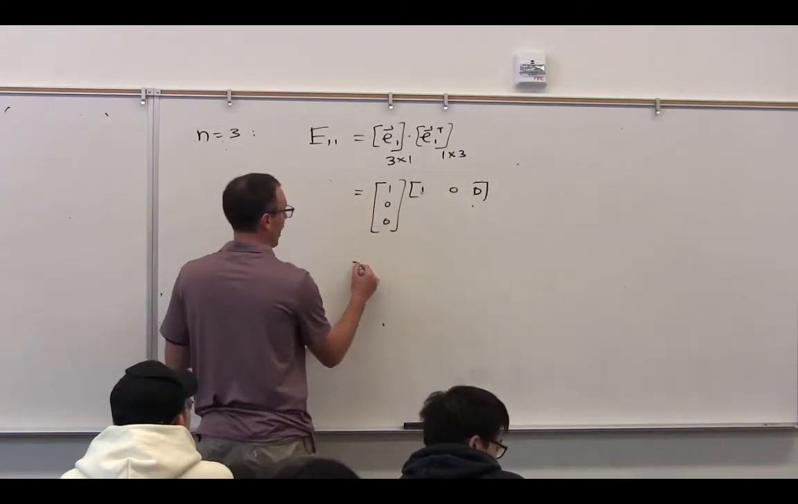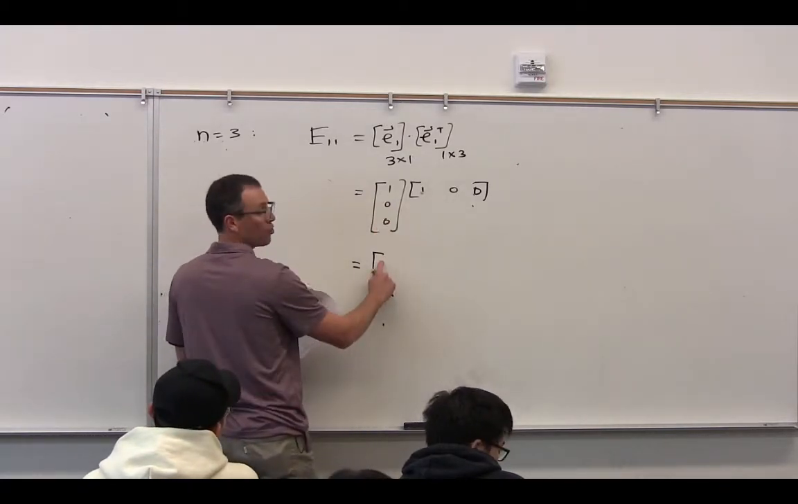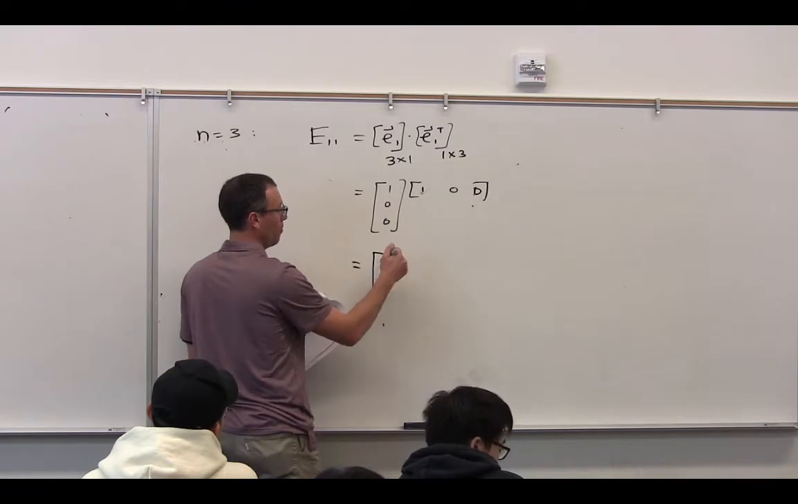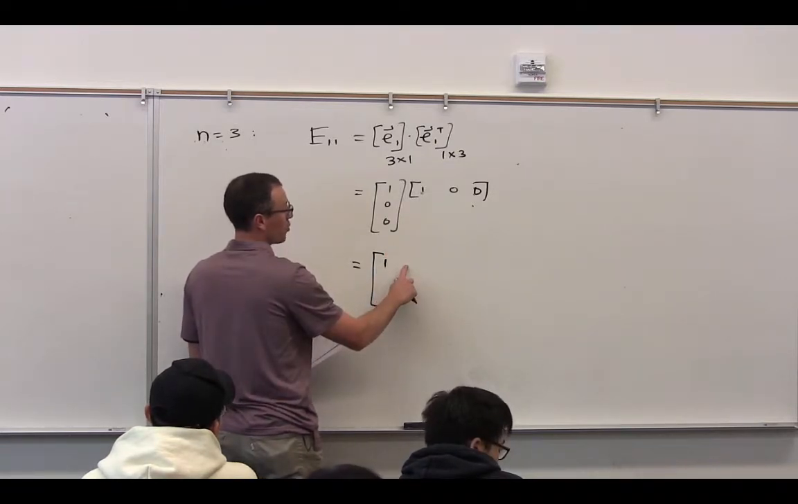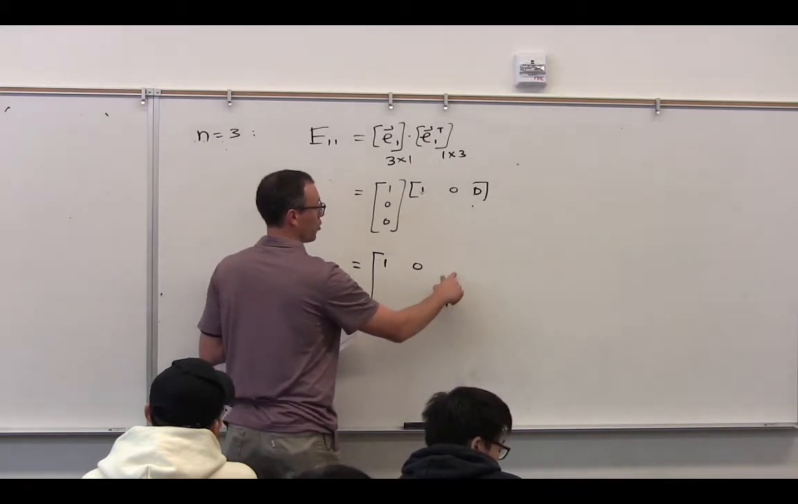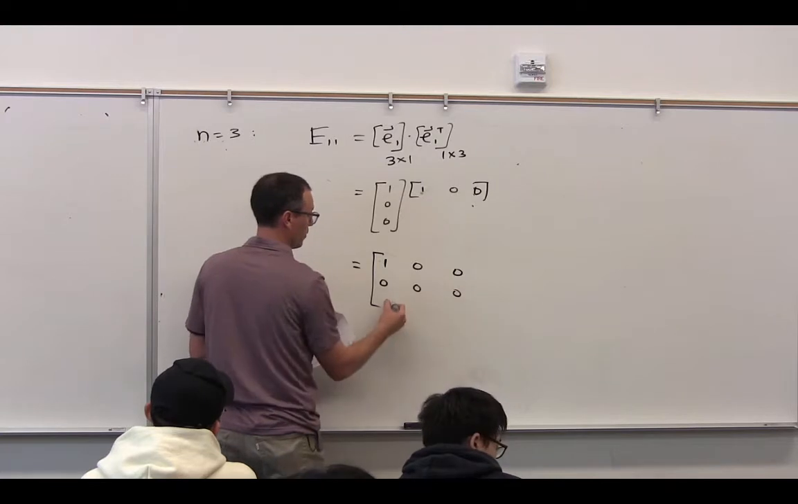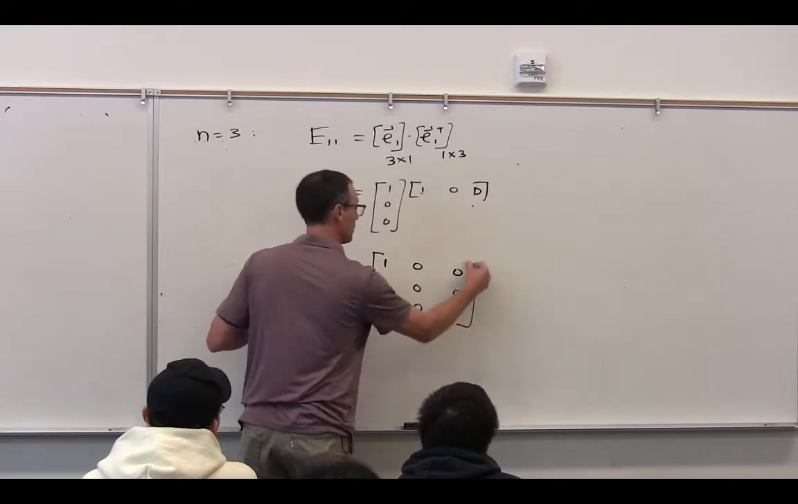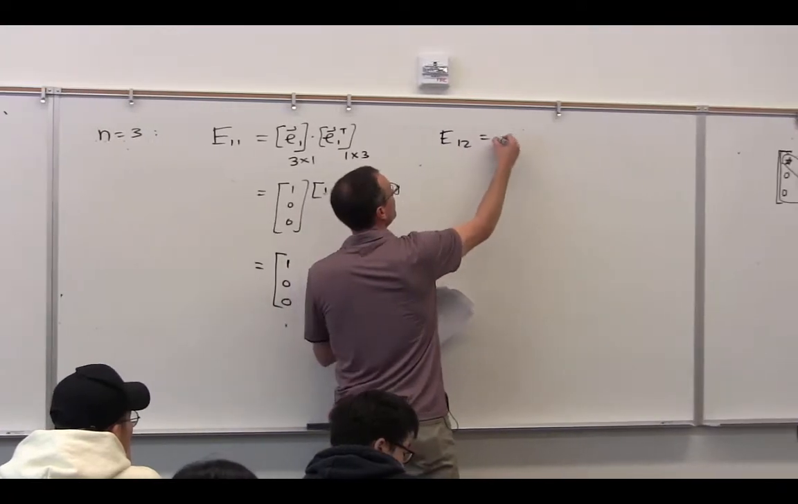Let's fill out what that matrix unit would be. First row, first column: 1 times 1 is 1. First row, second column: 0. First row, third column: 0. 0, 0. Okay.